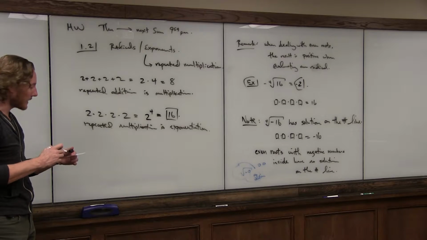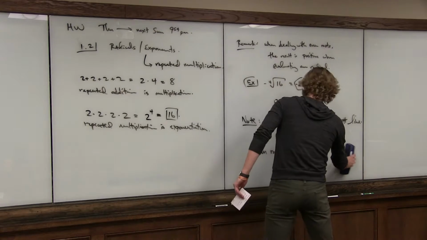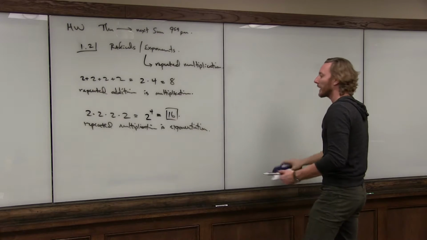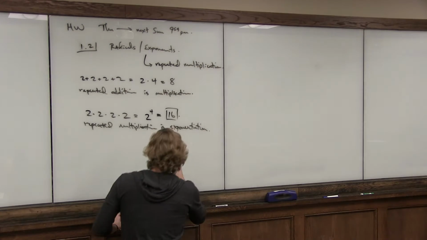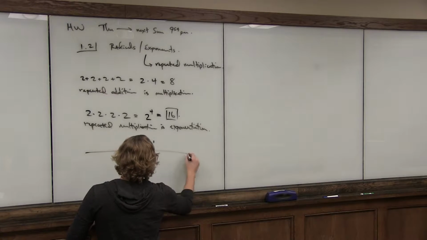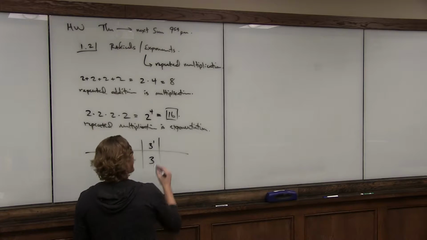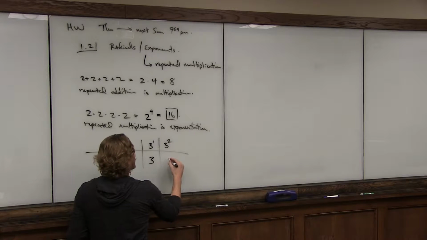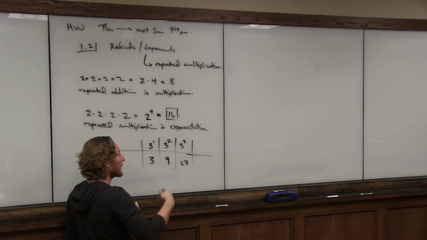Repeated addition, multiplication, repeated multiplication, exponentiation. Now, from this, we can start to familiarize ourselves with what exponentiation is. So let's walk through this. Let's think about what 3 to the 1 is. 3 to the 1 is 3 times itself once. 3. What about 3 to the 2? This is 3 times itself twice. 9. 3 times itself 3 times? 27. 3 times 3 times 3.